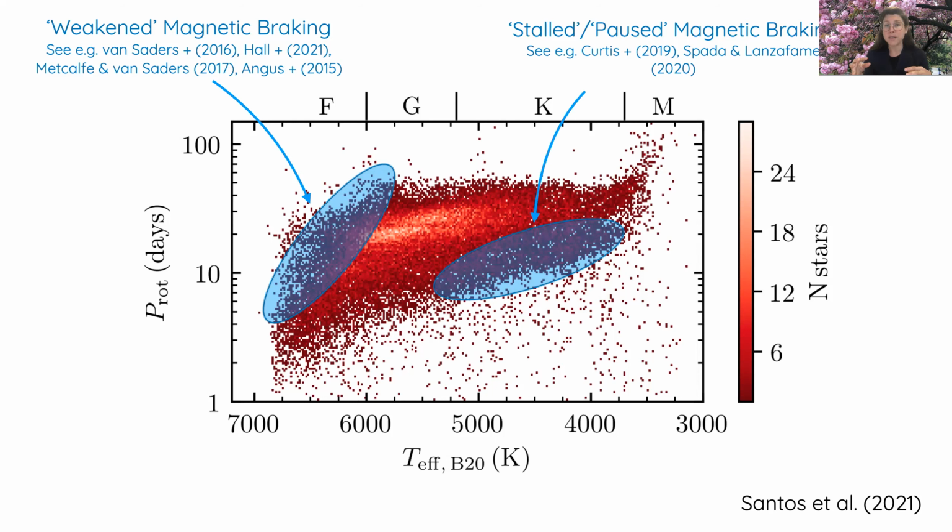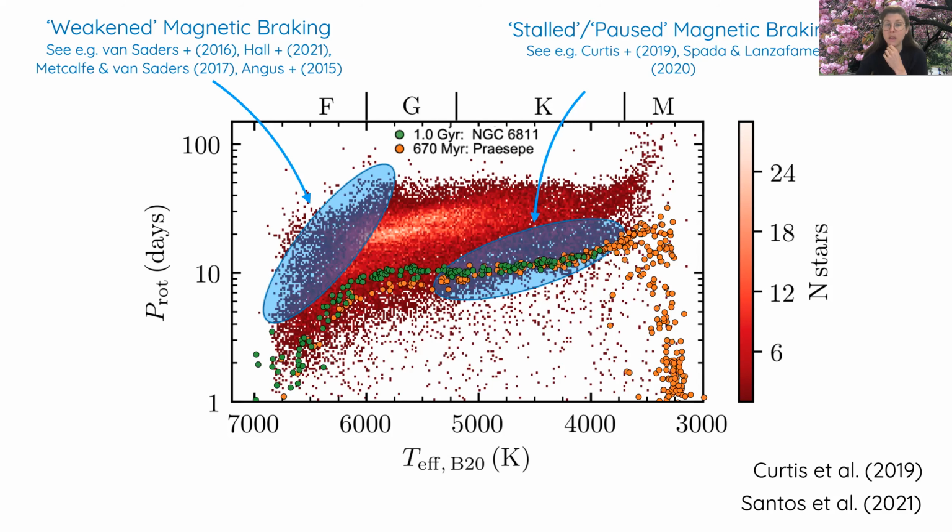For these stars, they appear to have stopped spinning down temporarily, but then they are expected to resume spinning down as they get older. And the reason for this is thought to be that these stars are undergoing a redistribution of angular momentum in their interiors. And this has been particularly noticed in clusters.